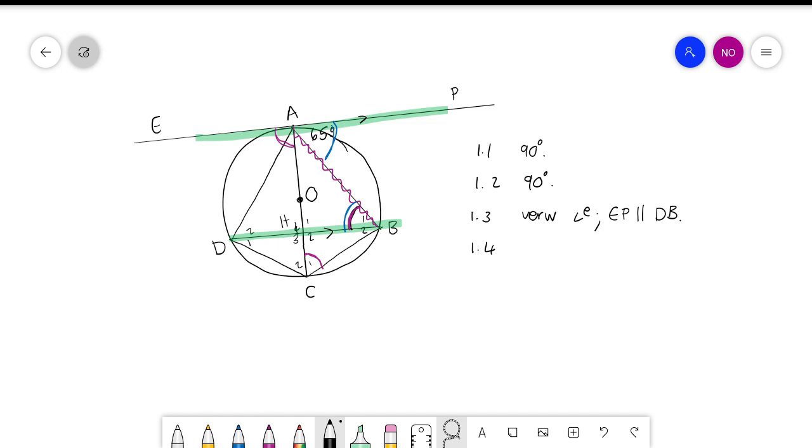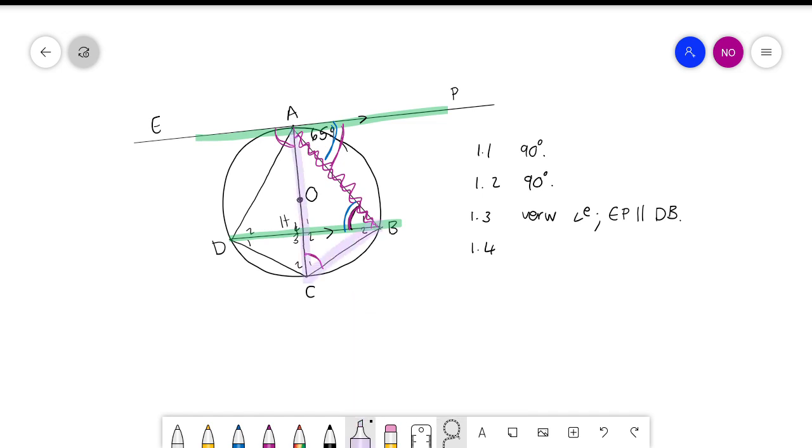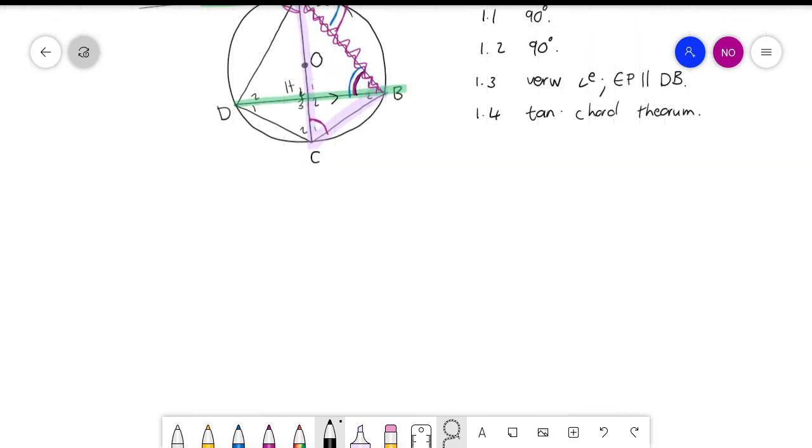And then C1 is the one that you could use the tan chord theorem. Want hulle het vir jou gesê, jy daai ene. If this is the base of my triangle, then this is the triangle. And therefore C1 will be equal to 65. Hoek tussen raaklyn en koord. Okay. Enige vrae tot daar?